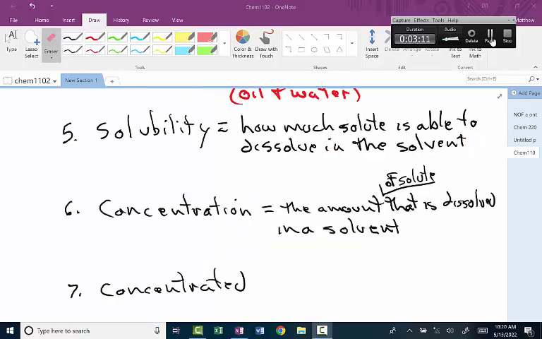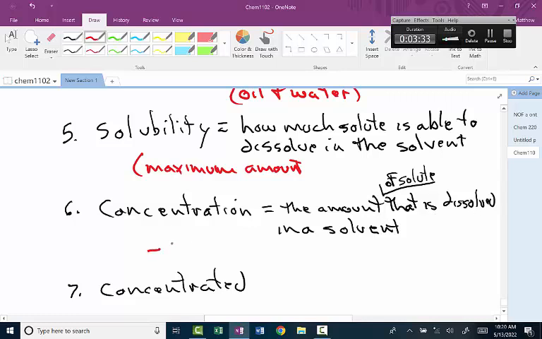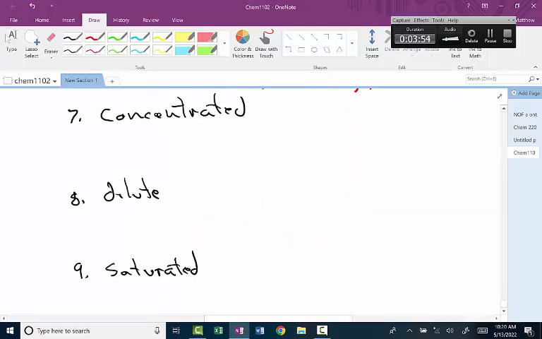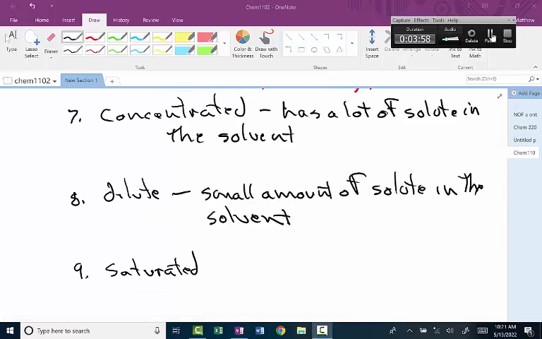So solubility is how much solute is able to dissolve in the solvent. This is the maximum amount. Concentration is the amount of solute that is actually dissolved in the solvent. And this will have units of molarity, and we'll talk about these. Molality, very little bit, but we'll do it. And mass percent. Those are the three terms that we use to describe how much is actually dissolved in the solvent.